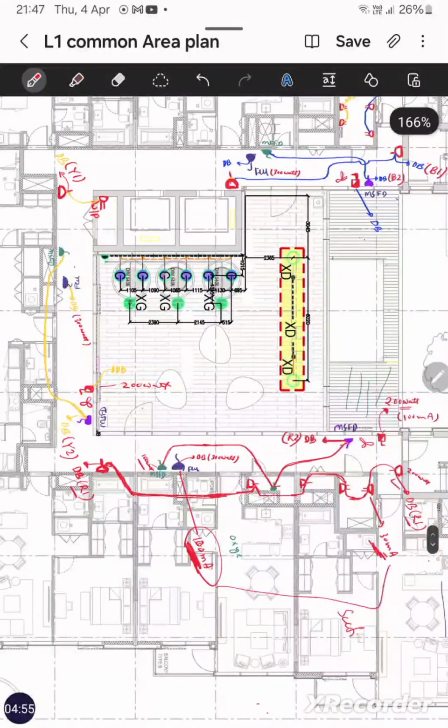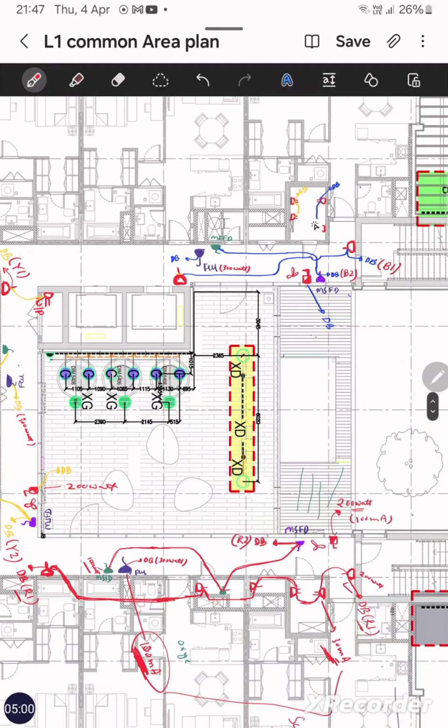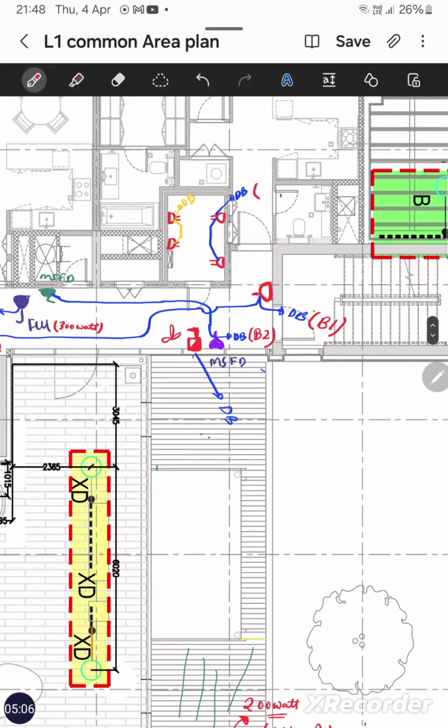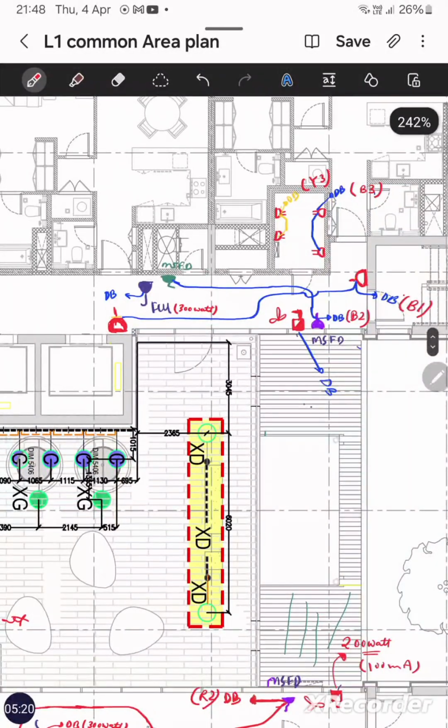Now we finish this MSFD, but here we are left with 4 double sockets. So we will write here R1, Y1, B1 we used, R2, Y2, B2 we used. So R3 is not there. So it will be B3 and it will be Y3. I hope it will be very clear to you. I am explaining step by step.